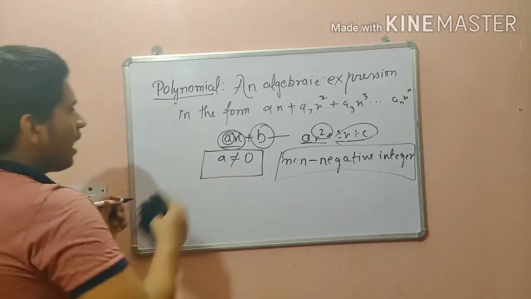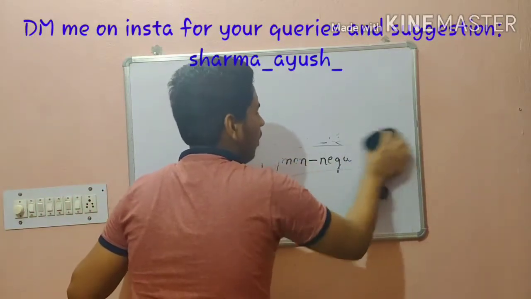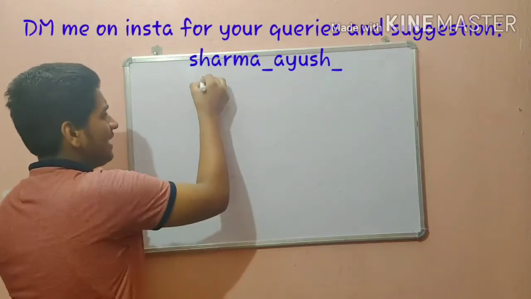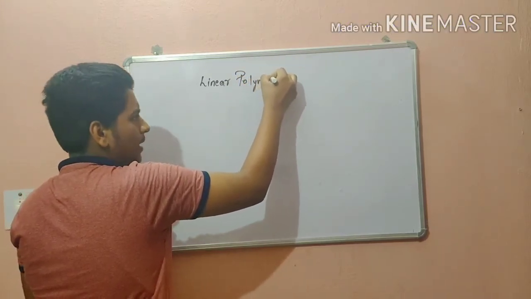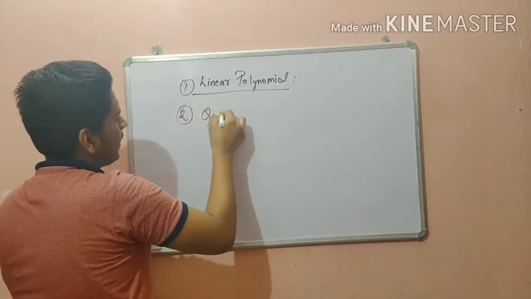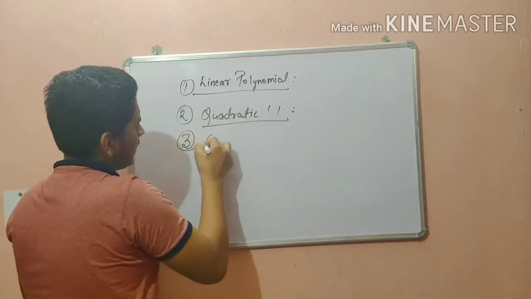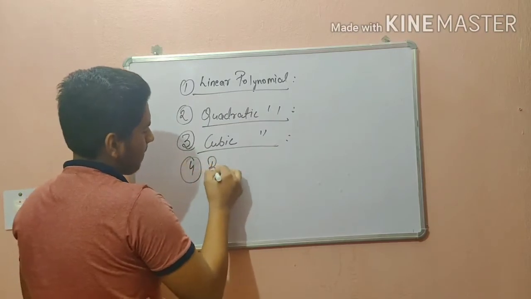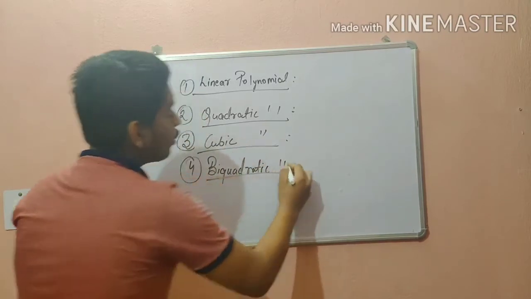Okay. So now let's see what the types of polynomials are, and which types we have to discuss in this chapter. The first type is linear polynomial. Second is quadratic polynomial. Third is cubic polynomial. Fourth is bi-quadratic polynomial. So what are these terms?